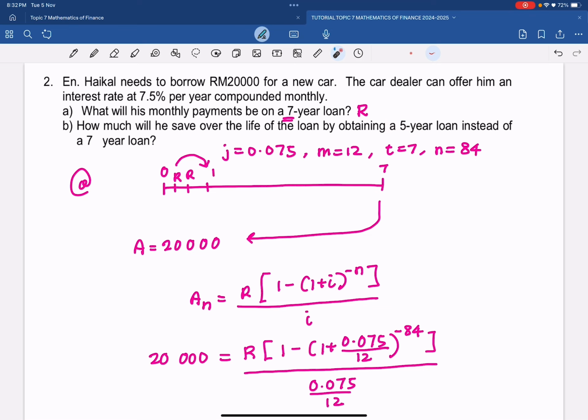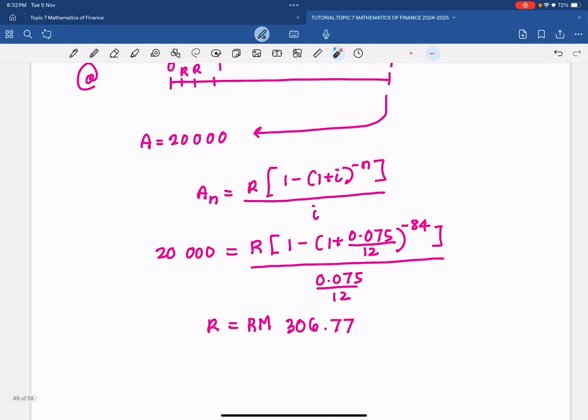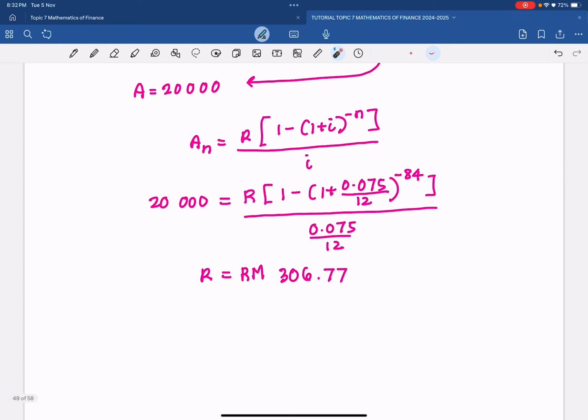Okay, so apa yang kita kena buat sekarang, kita akan buat benda yang sama macam A, tapi kita punya T kita adalah 5. Okay, T kita adalah 5. Yang ini T dia adalah 7 tahun. Sekarang kita akan buat kalau T-nya adalah 5 tahun. Maknanya kalau T-nya adalah 5, N dia adalah M tadi pun 12 lah. Okay, so nak cari N, 5 darab 12, so 60.